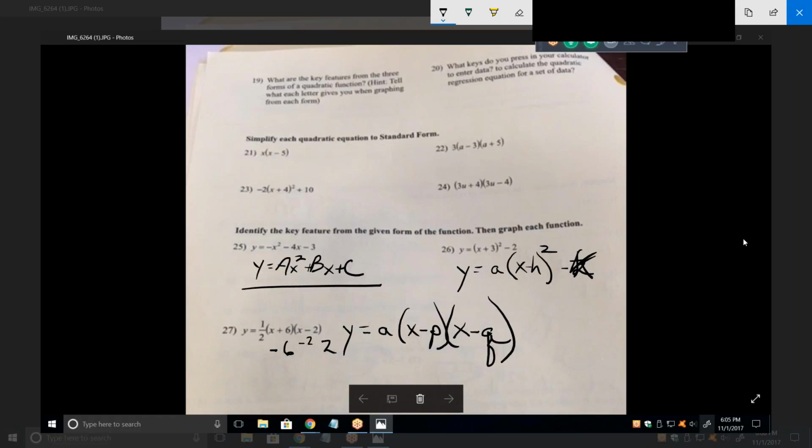And little a over here, that's a vertical stretch factor or shrink factor. Same thing there. Those are the same little a's, incidentally. In other words, if I were to take that and put it into vertex format, my a is going to be 1/2. So just know that the a you come up with in this format is going to be the same a you come up with if it was in vertex format.